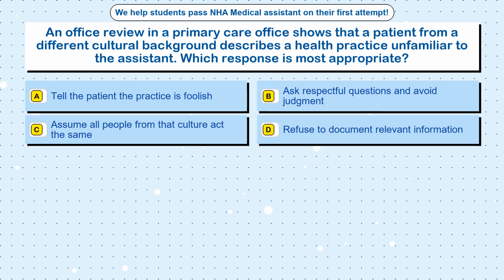Question 23. Before assisting with a minor procedure, which preparation is most appropriate in this certification review scenario? Option A, choose supplies based only on memory. Option B, ask the patient to select instruments. Option C, open every sterile package in the clinic. Option D, verify the procedure and gather ordered supplies.